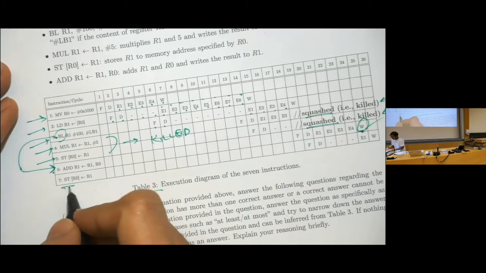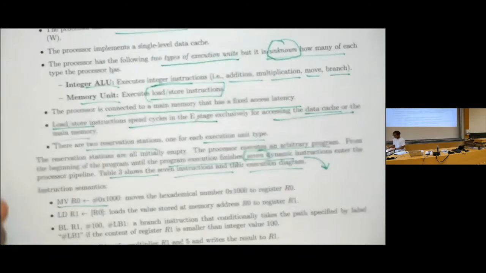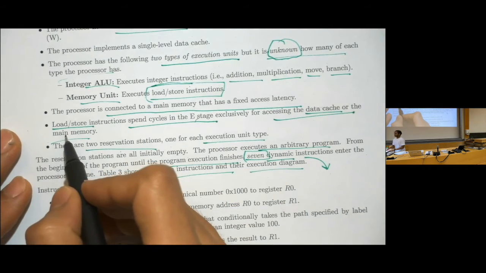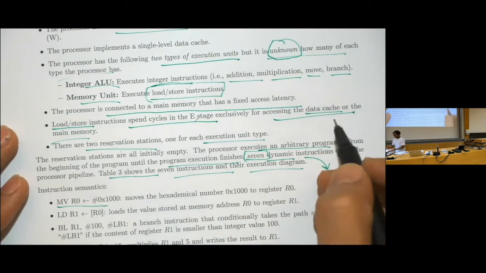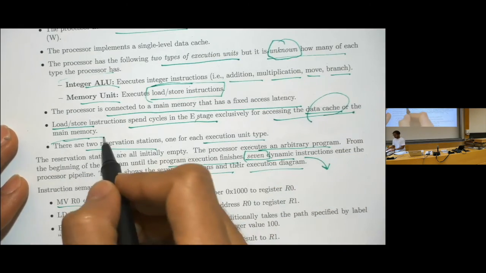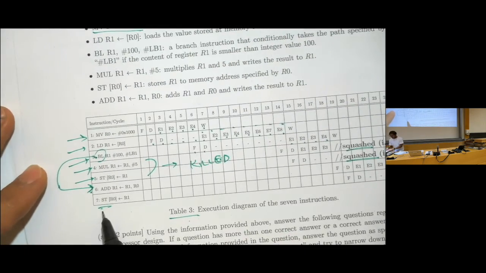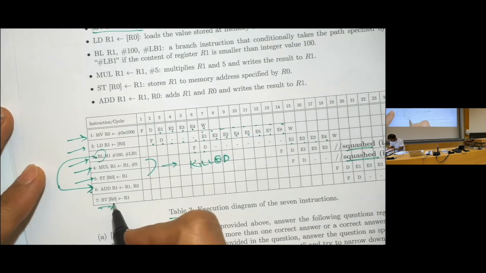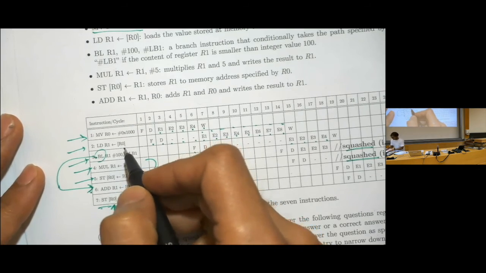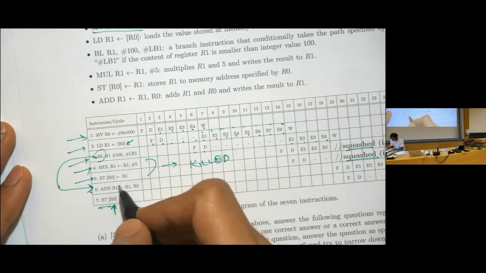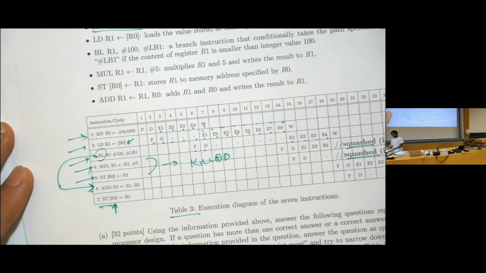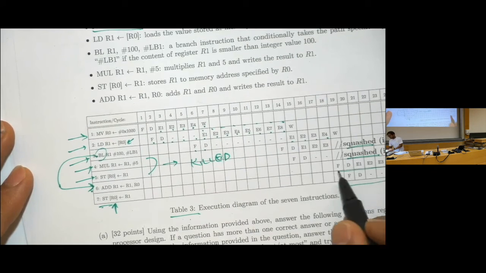Finally, we have another store instruction. Coming back to the very important point that we saw, load store instructions spend cycles in the E stage exclusively for accessing the data cache or the main memory. So now we see that this store instruction is accessing a memory value. It's accessing R0. And if you remember, the first instruction was also accessing R0, and we did not update R0 at any point. So this means that this is also accessing the same memory location.